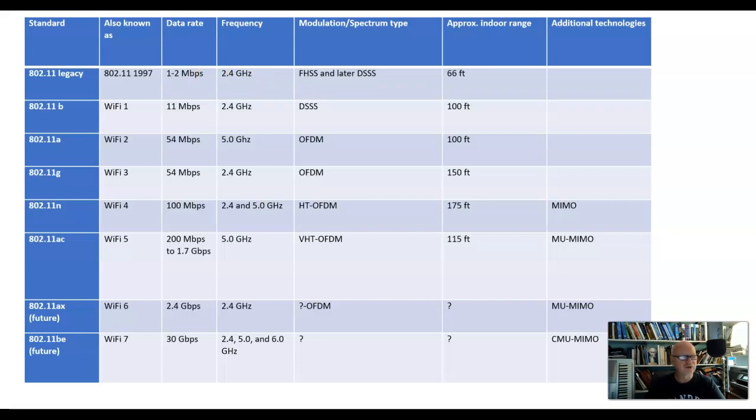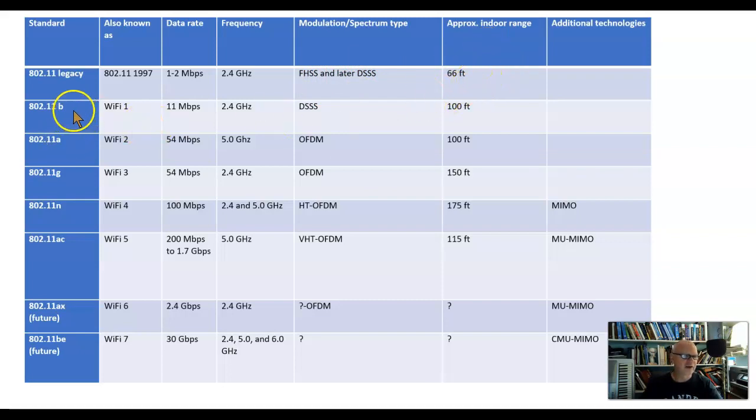That's because 2.4 gigahertz is unlicensed by the FCC, which means you don't have to have a license to operate radios in that range. It used a modulation type called FHSS, or Frequency Hopping Spread Spectrum, and then later was updated to DSSS, Direct Sequence Spread Spectrum. We will talk about all of these, OFDM and all these, later on. So for now, just hold on to that thought. Approximate indoor range, only 66 feet.